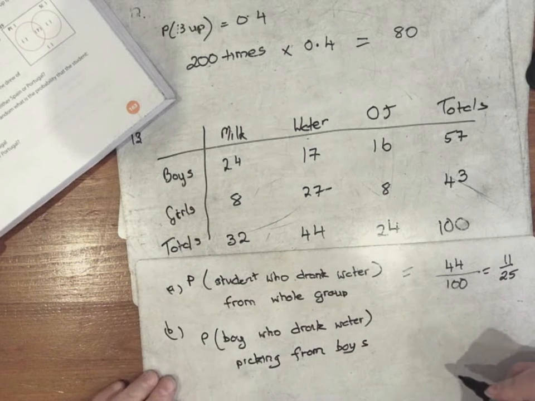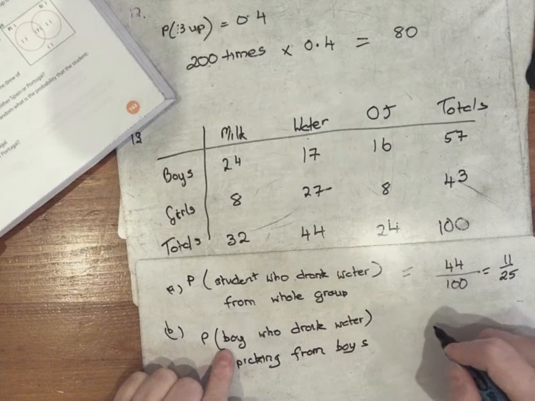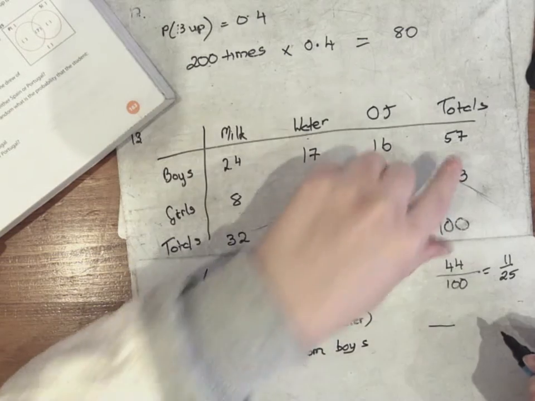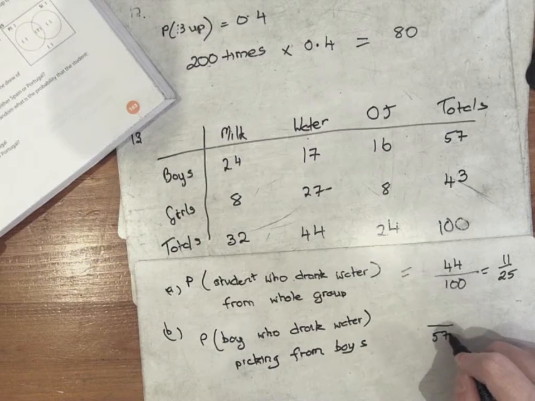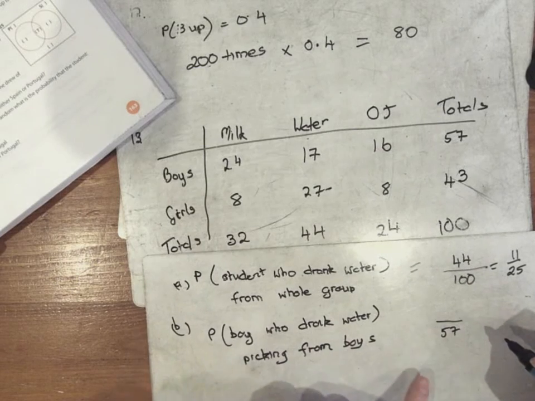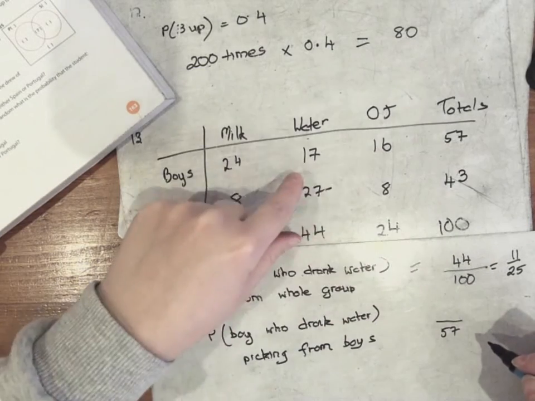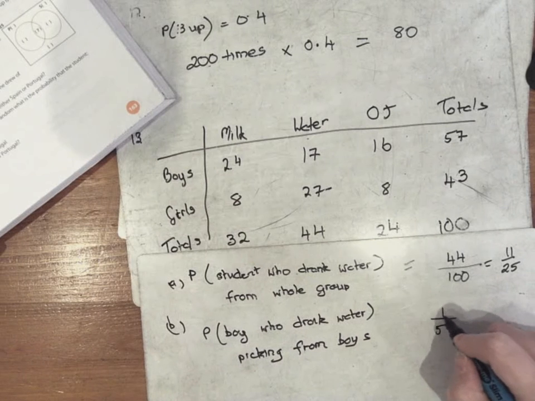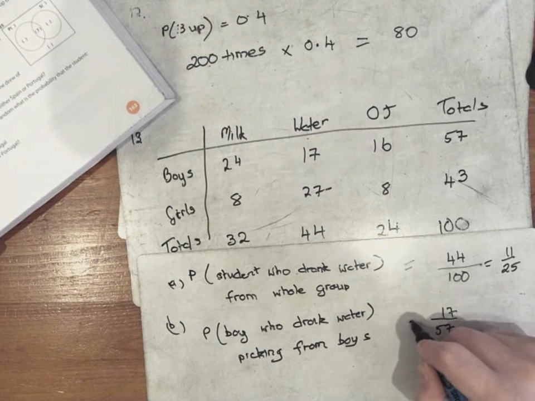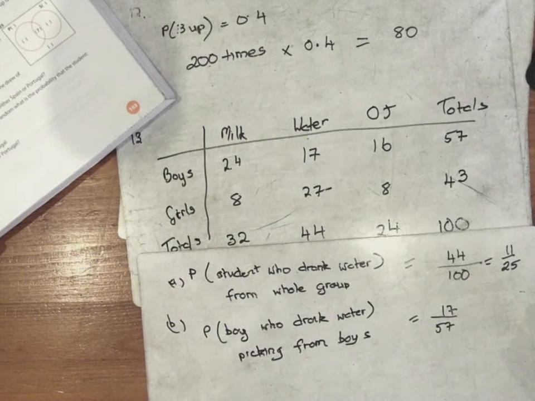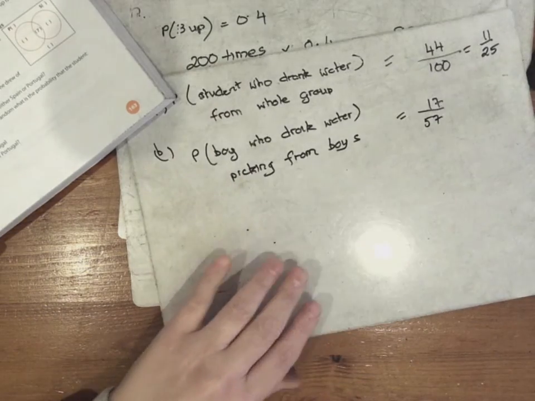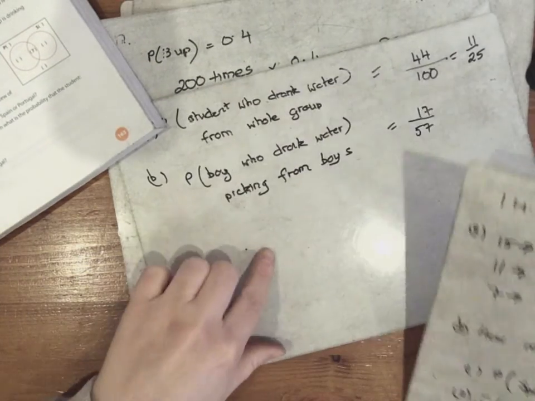Now, Part B says you're going to pick from the boys only, so I'm only picking from the boys. So I'm saying girls get out. I've only 57 left. So I want to know what are the chances from picking from the boys that he drank water. So 17 drank water. Okay, so that's my probability there. Okay, and that's number 14. Finally, number 16, or sorry, that was number 13.